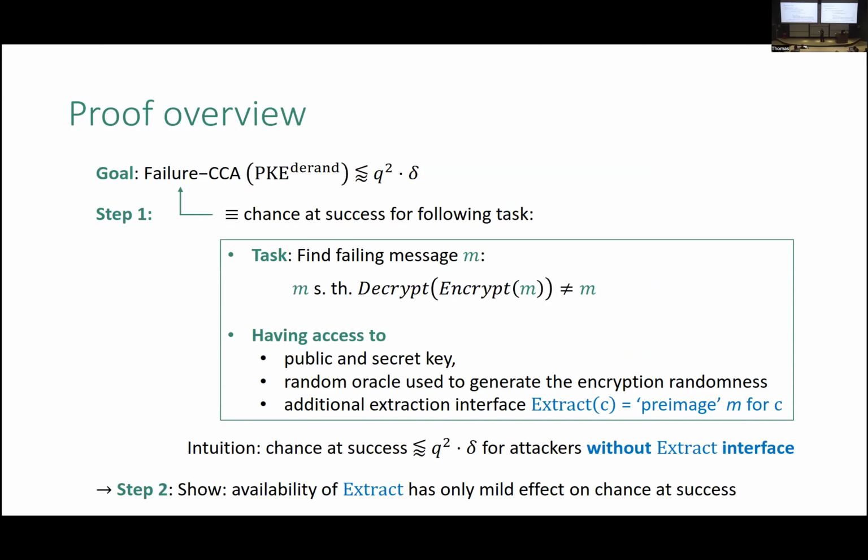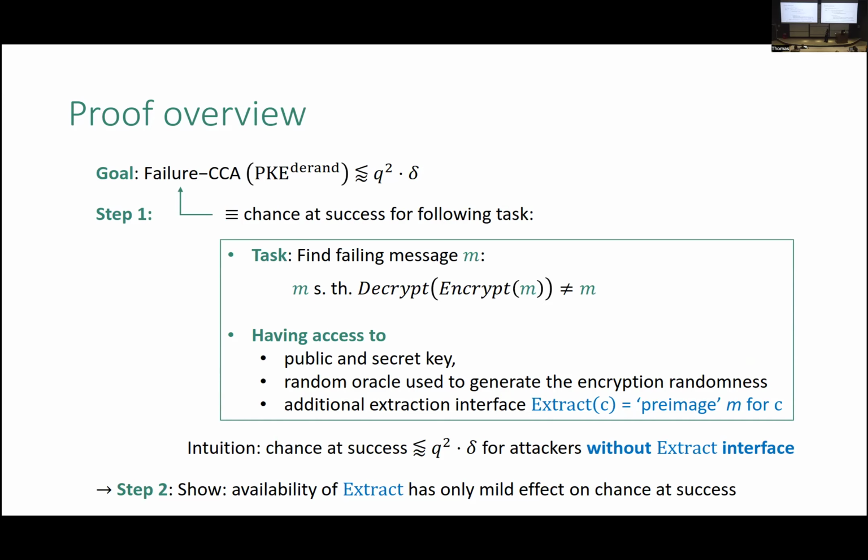So the first step is to relate this failure CCA game, this computational notion, to a search problem in which the attacker is tasked with searching for a message that will fail to decrypt, having the public key and the secret key, access to the random oracle that ties the message to the randomness, modeled as a compressed oracle, and an additional extraction interface that will give the attacker pre-images of ciphertexts.